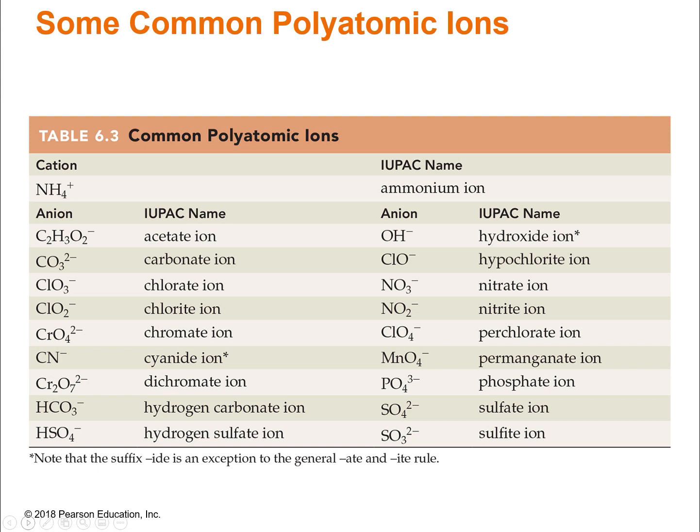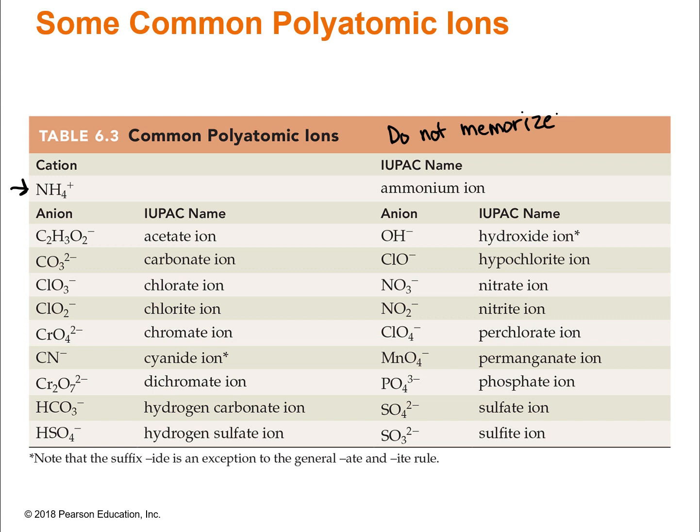This is the chart that I was referring to. Common polyatomic ions. There's only one cation, which I mentioned before, and that's the ammonium ion. All the other ones are anions. You will get this chart for your exam as well as the final exam. So you do not need to memorize this. You will get it, but you need to understand how to use it.